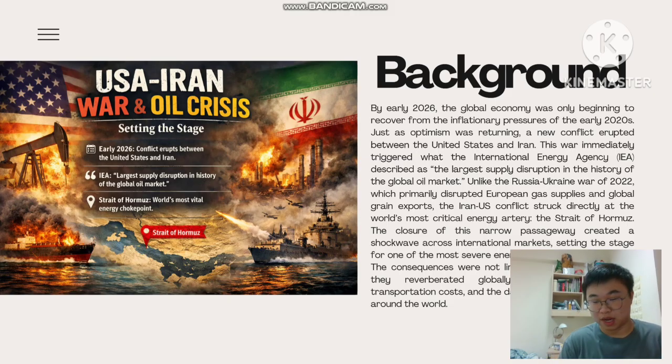The closure of the narrow passageway created by the conflict sent shock waves across international markets, setting the stage for one of the most severe energy crises in modern history. The consequences were not limited to regional instability. It also spread globally, affecting oil prices, transportation costs, and the daily lives of millions of people around the world.